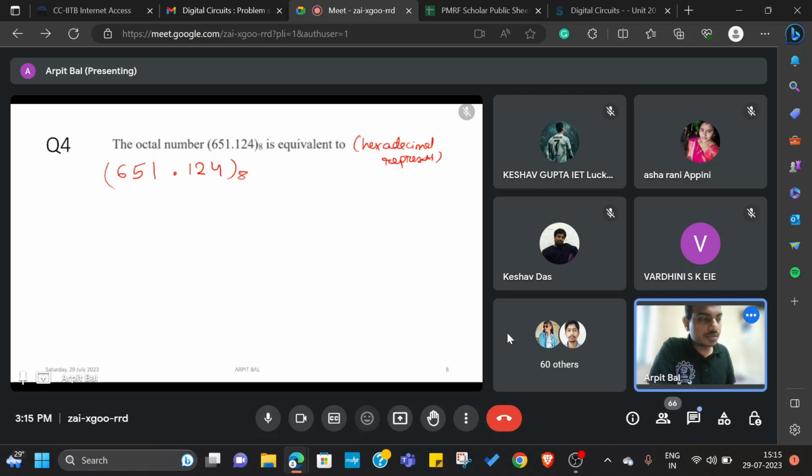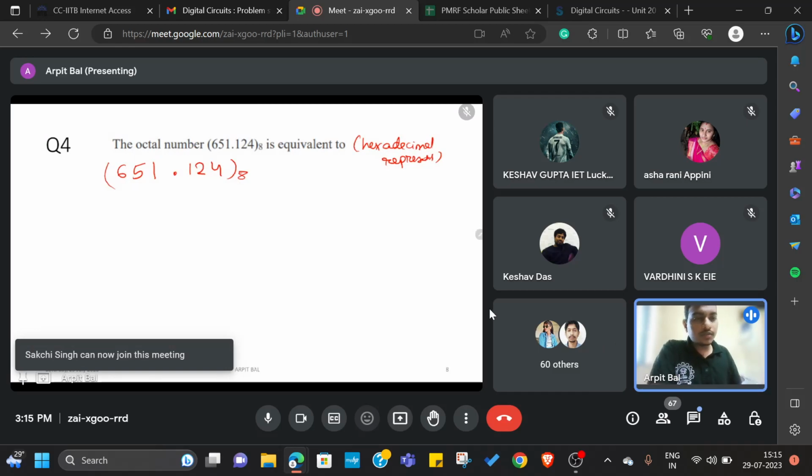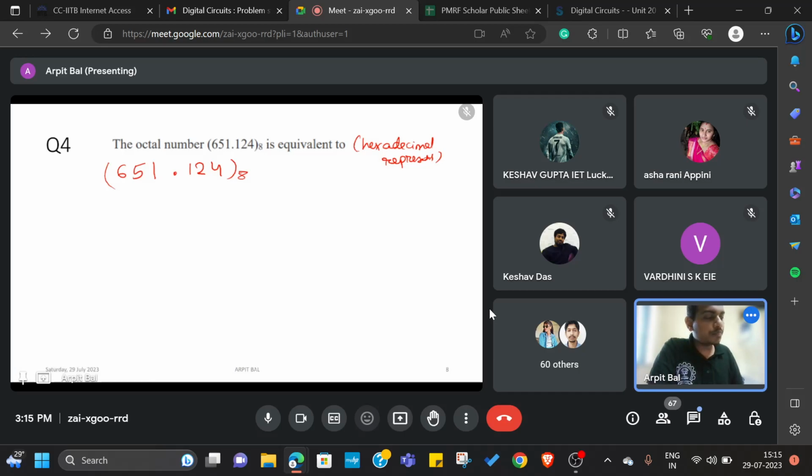So let us try to write it in binary. For octal we need 3 bits to represent any number. The 3-bit representation of 1 in binary is 001, of 5 is 101, of 6 is 110. Similarly, for 1 it will be 001, for 2 it will be 010, for 4 it will be 100. Now let us write it like this: 110, 101, 001, 001, 010, 100.